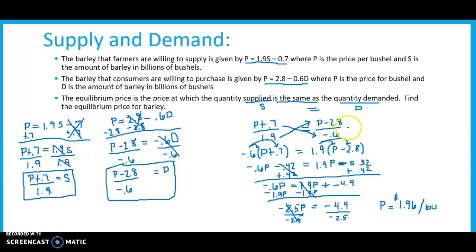Quite a complicated equation. I used the cross product to multiply. I used the distributive property. I got my constant terms together. I got my variable terms together. And finally, I divided on both sides to get my answer.